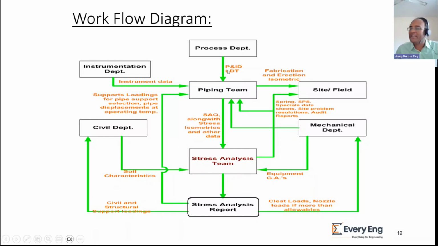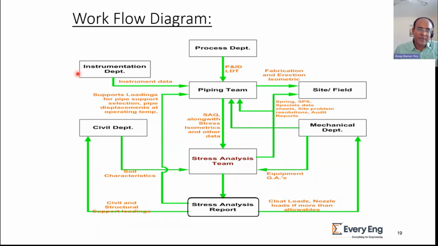Then we have to get the process parameters like design temperature, pressure, corrosion allowance. All those will be mentioned in the LDT or line designation table, also known as line list. And the PNID also we have to get. So we can study from what equipment to which equipment we are transferring the fluid, and if there are any surge conditions, any special note, or any PSV. All those things will be available in the PNID and LDT. So we can directly ask the process department, or usually the process department interacts with the piping team and they give it to the stress team.